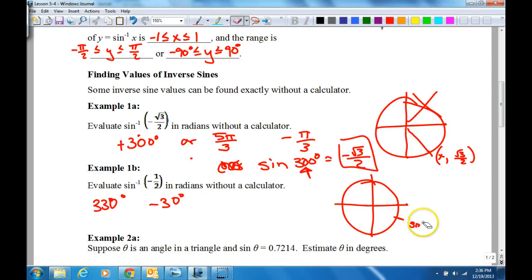Since it's negative, wouldn't it have to be negative? If I said negative 330 from here, I'm actually going to end up here. So it should be 330 right here, or I could say negative 30. It has to be in the right two quadrants. That is also considered negative pi over 6, or I could say that is 11 pi over 6, right?